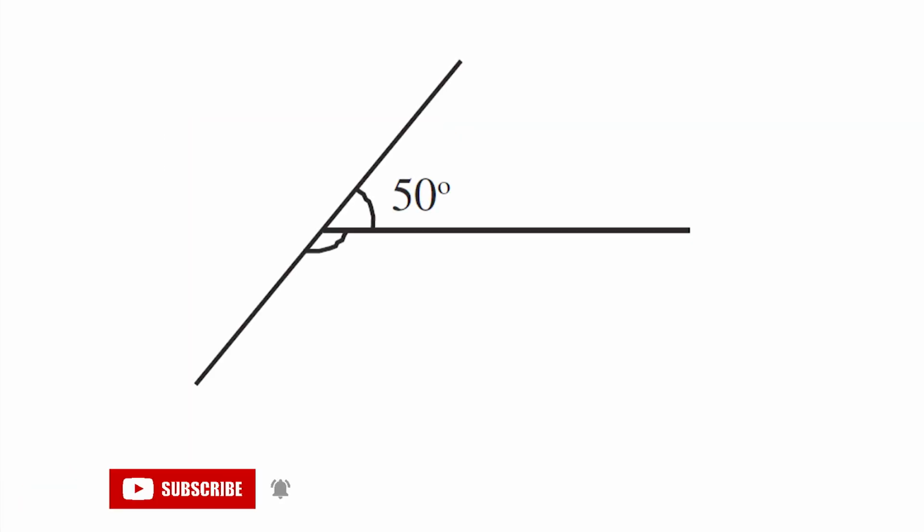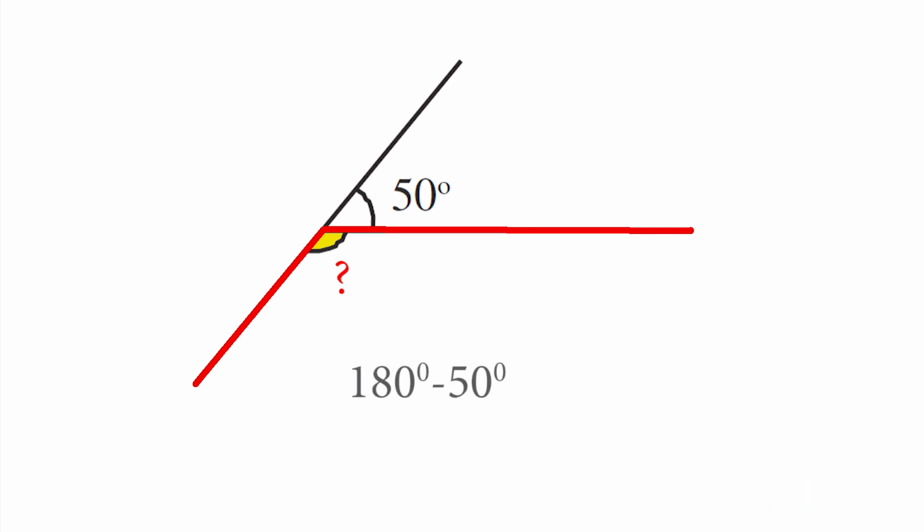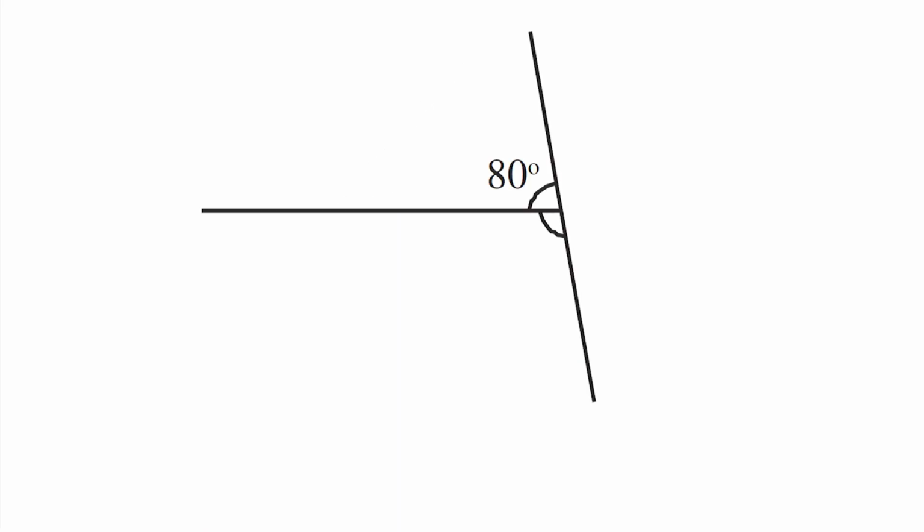Then the fourth figure, the linear pair is on the right side. One angle is 50 degrees. The other angle is 180 minus 50, which is equal to 130 degrees. Then the last figure, one angle is 80 degrees. The linear pair is on the left side. The other angle is 180 minus 80, which is equal to 100 degrees.